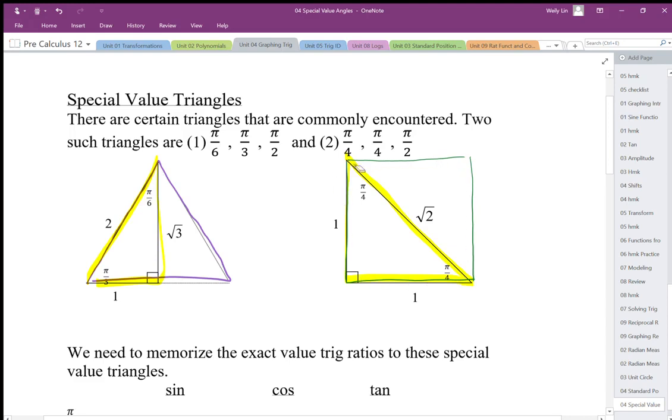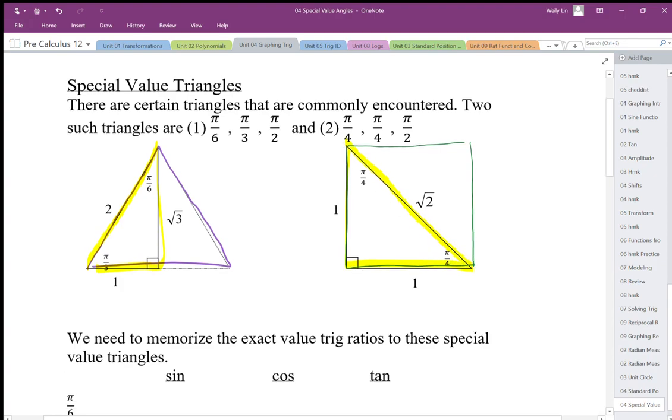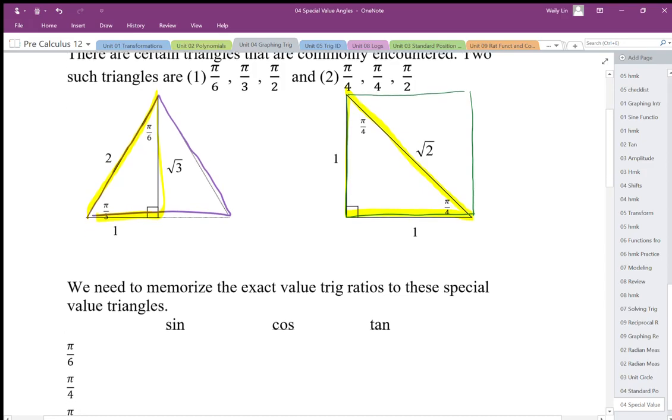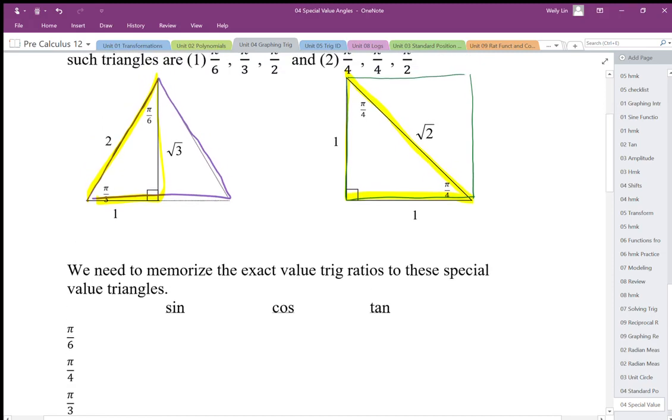If this is a square, we can just say that that is 1 and 1, and the length of the diagonal is just going to be 1 squared plus 1 squared, and square root, we get square root 2. Okay, so those are two special triangles, and it's important to memorize and be familiar with these ratios. So when these ratios show up, we recognize them as special angles.